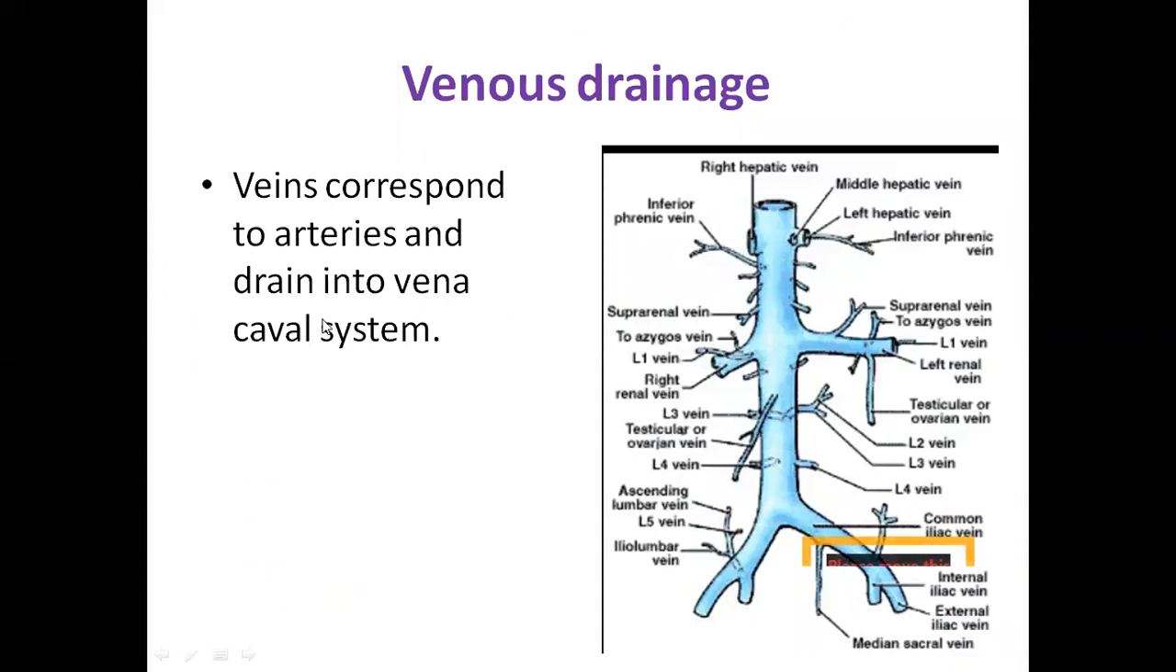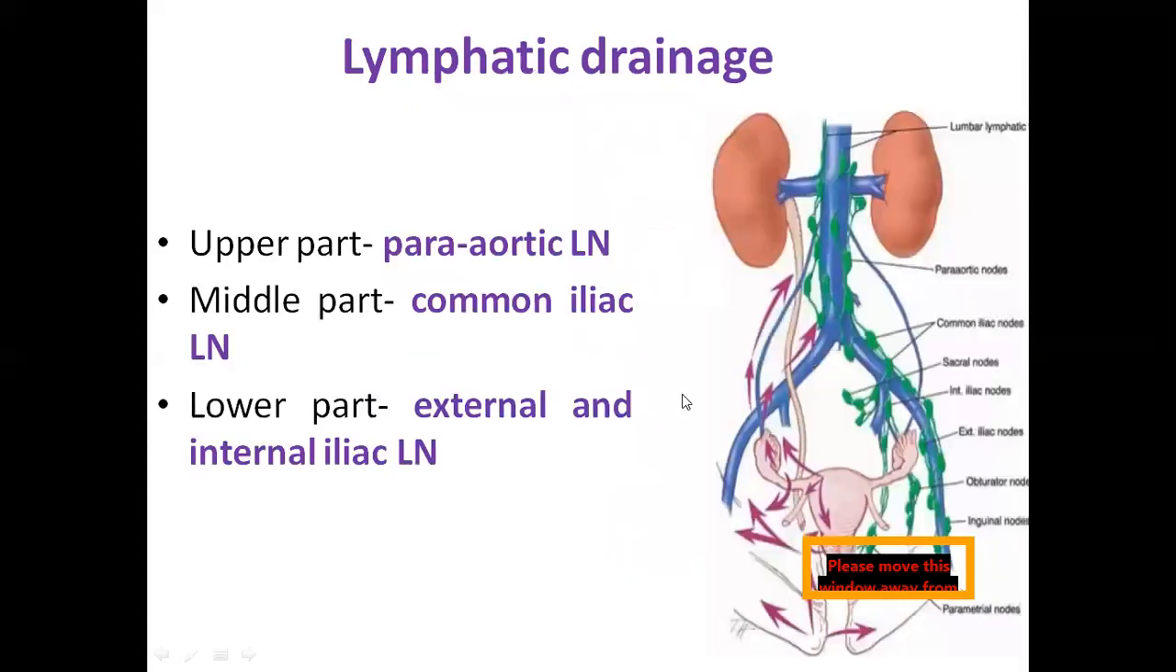Okay, the veins correspond to the arteries. Whatever arteries' names we have seen, veins are draining into those corresponding names of arteries. Finally, the venous drainage enters into the inferior vena cava. Lymphatic drainage: the upper part of the ureter is draining into the para-aortic group of lymph nodes. Middle part is draining into the common iliac group of lymph nodes. Lower part is draining into the external and internal iliac group of lymph nodes. That means they are all draining into the lymph nodes nearby, that is in the vicinity.